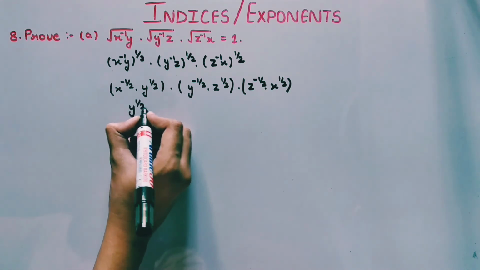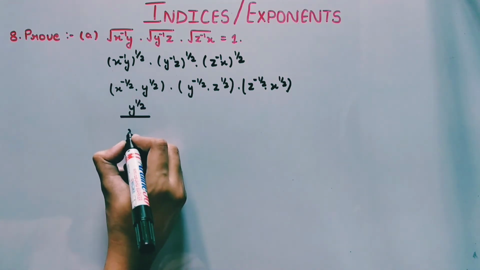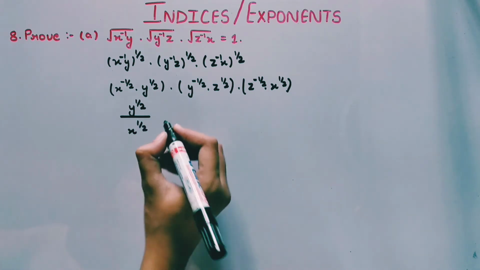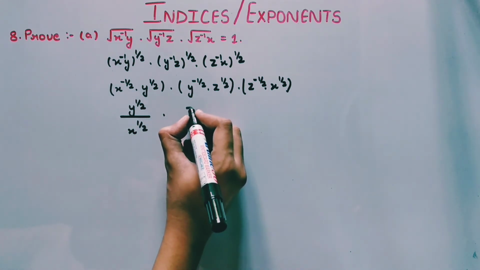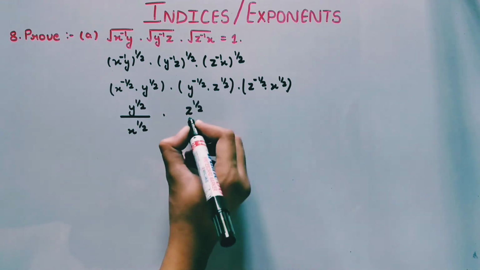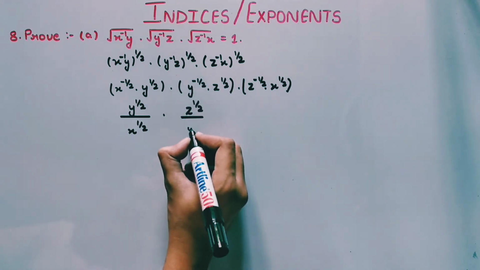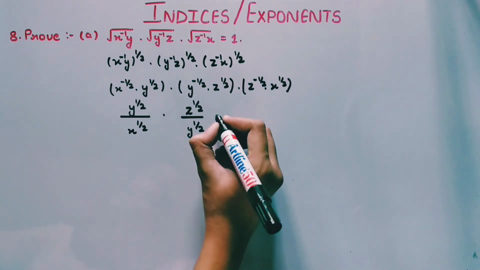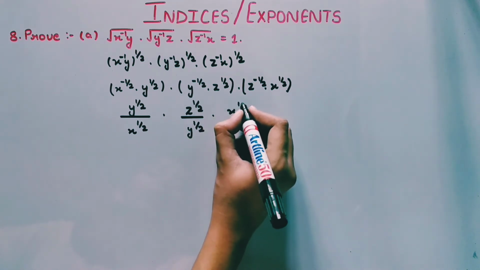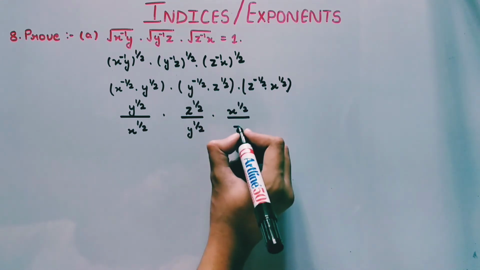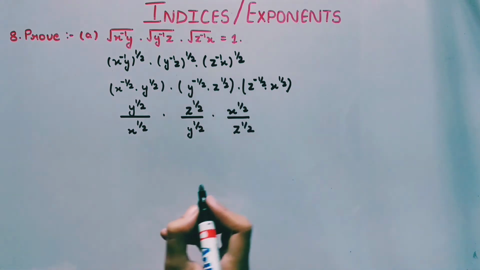Hence we will write y raised to power 1 by 2 divided by x raised to power 1 by 2, multiplied by z raised to power 1 by 2. We have negative power of y, hence we will write y 1 by 2. Here we have negative power of z, divided by z raised to power 1 by 2.